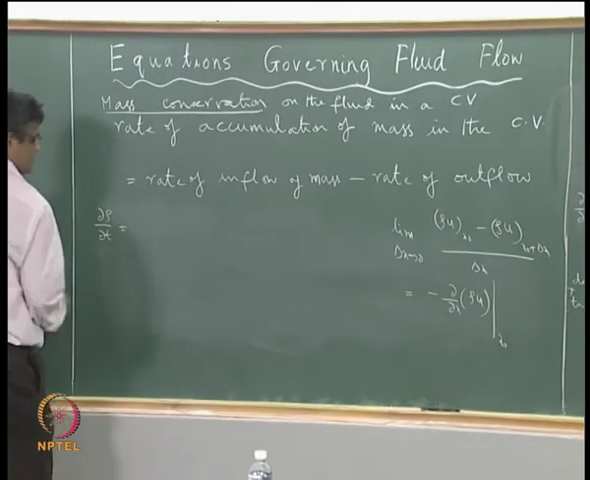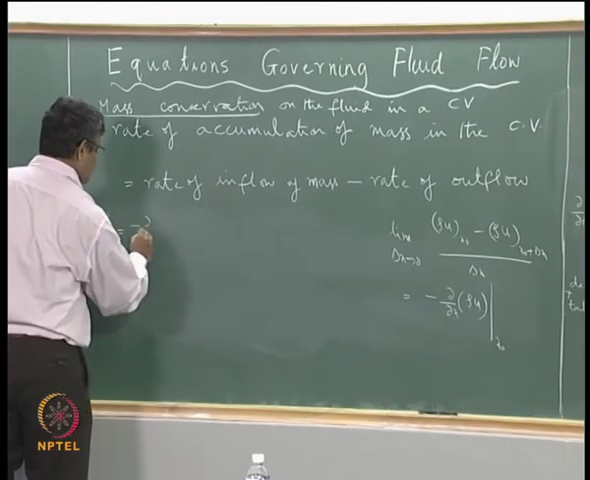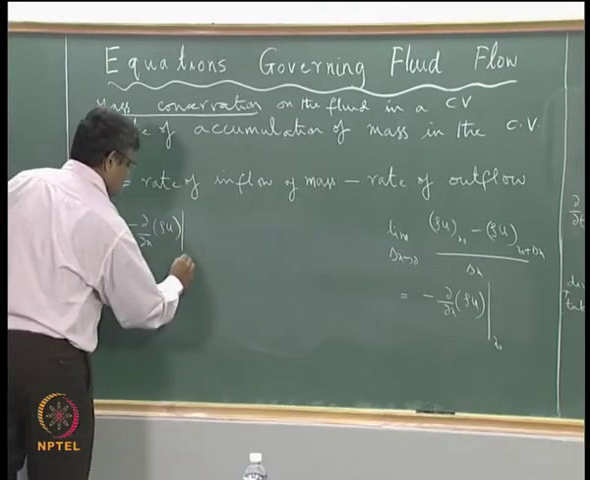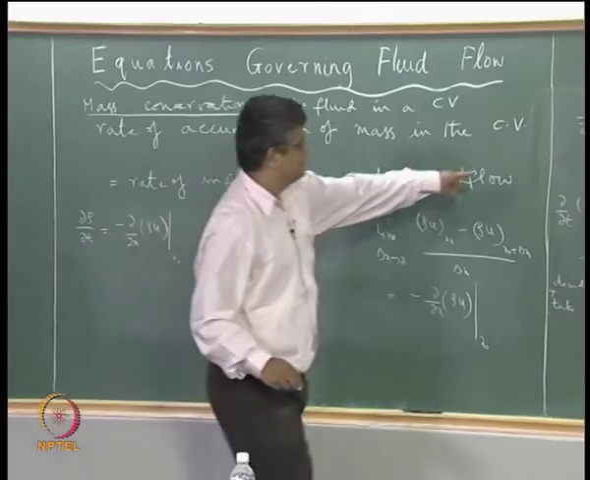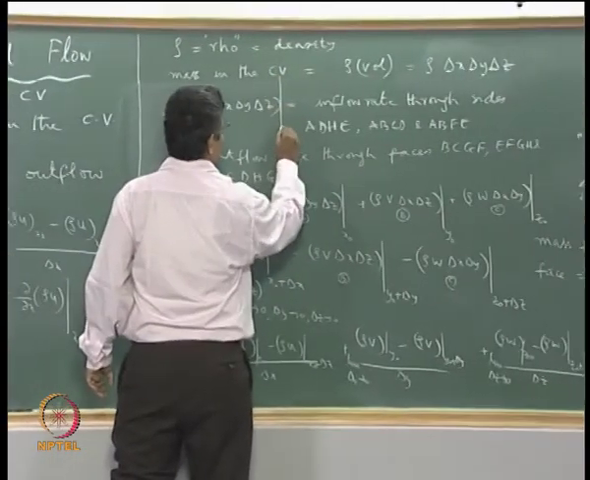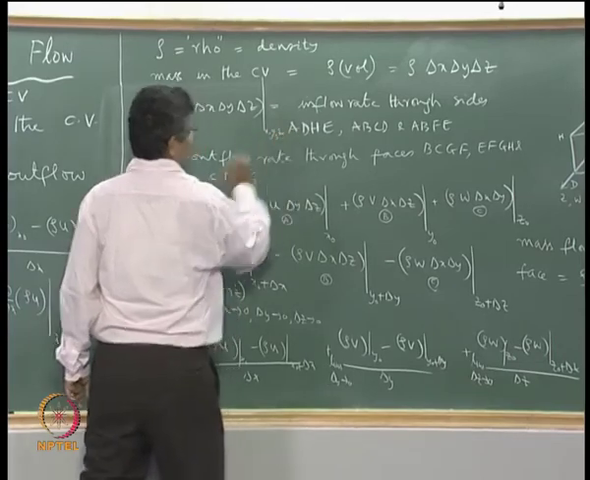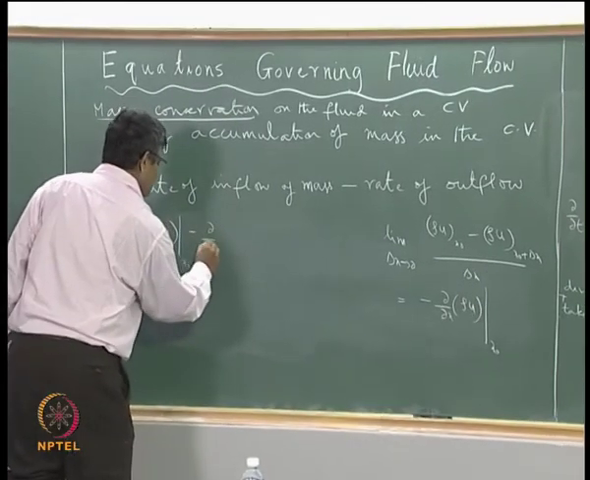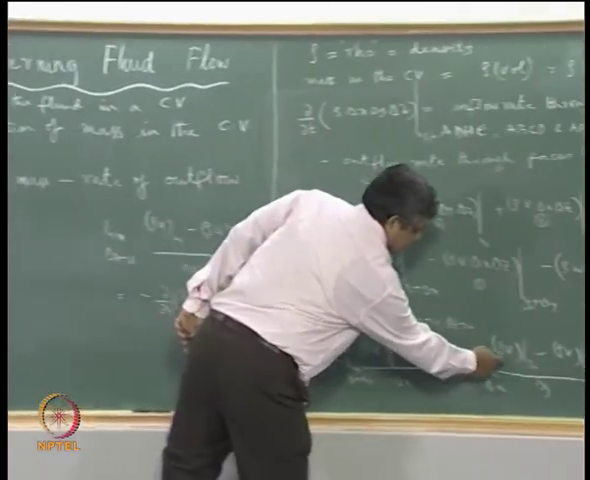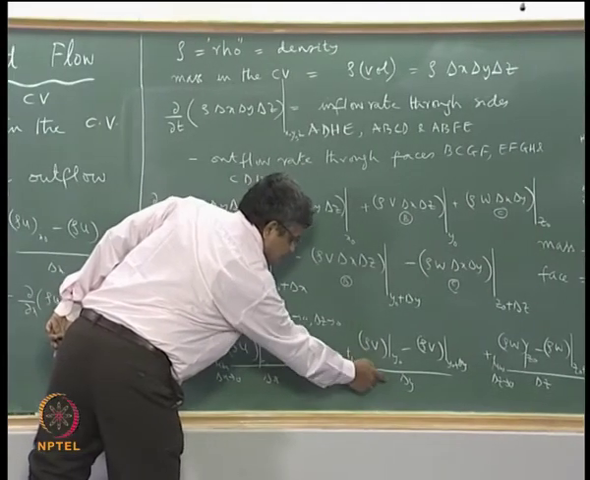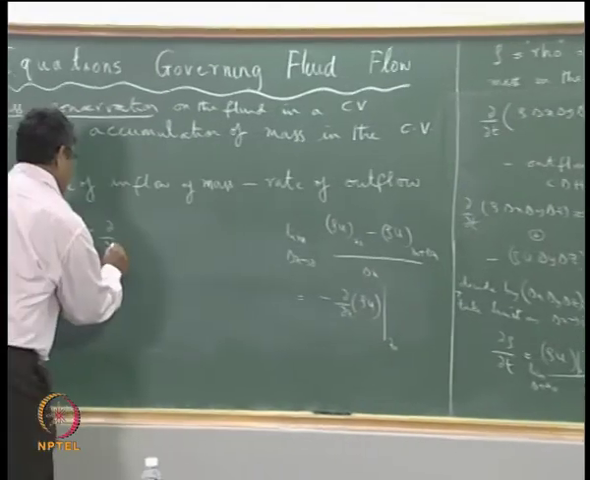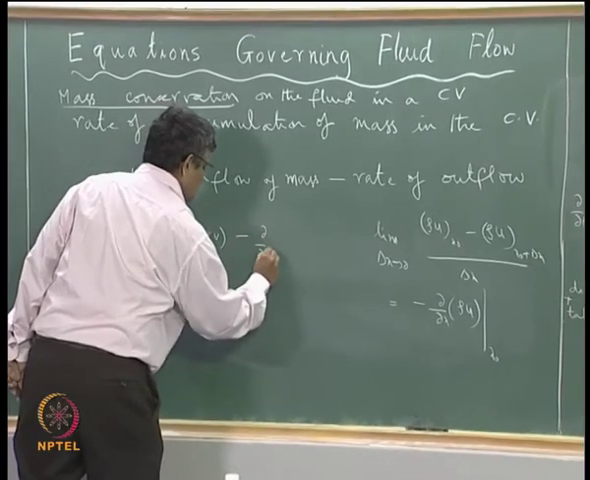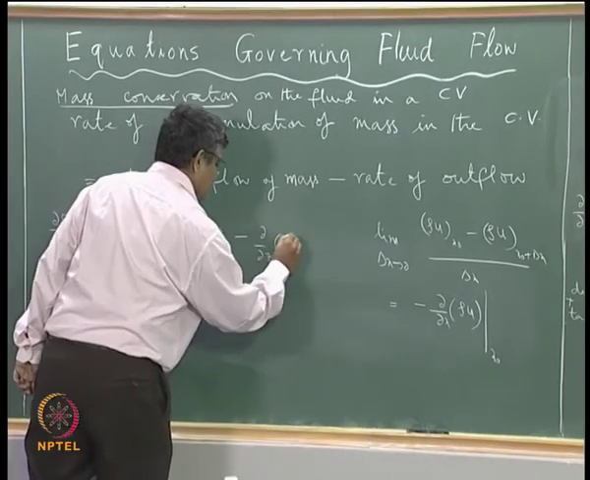partial of rho with respect to t as minus partial derivative with respect to x of rho u at x naught, and we should remember that this is for the control volume centered at x naught, y naught, z naught, roughly. So we can do this, and minus the second term here is nothing but partial derivative with respect to y of rho v, and the next term will be partial derivative with respect to z of rho w.